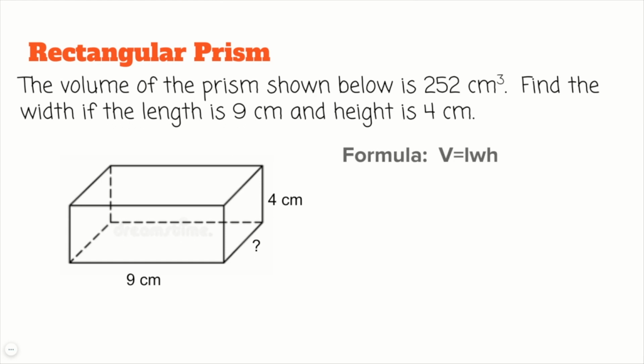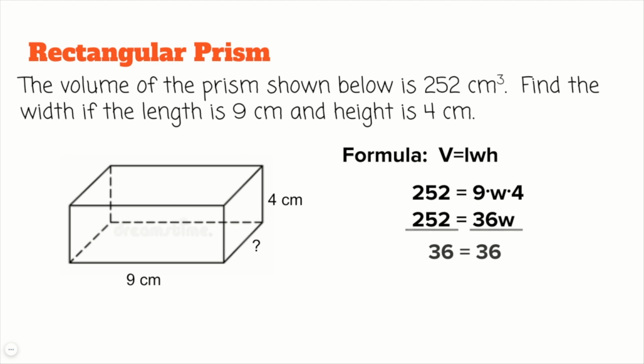So I'm going to start by looking at my formula, length times width times height. I'm going to plug in what I know. So I know the volume, I know the length, and I know the height. So then I'm going to simplify this. So 9 times 4 is 36.